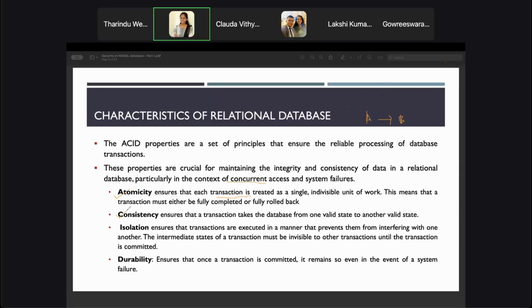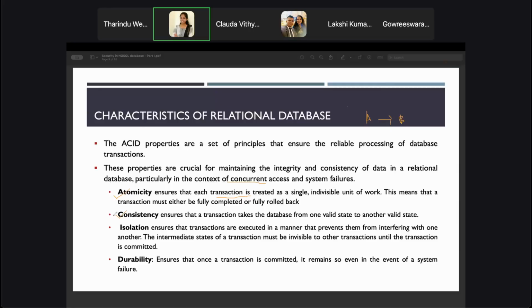For example, in the beginning, if you have 5,000 in your account and you don't do any transaction related to that 5,000, then at the end of the transaction as well, you need to have 5,000 in your account. That's what we are moving from a valid state to another valid state.